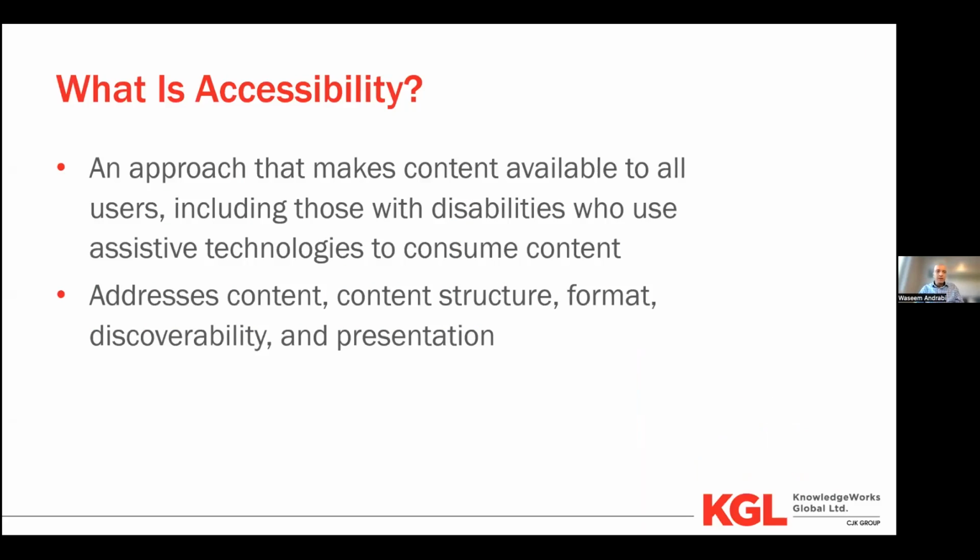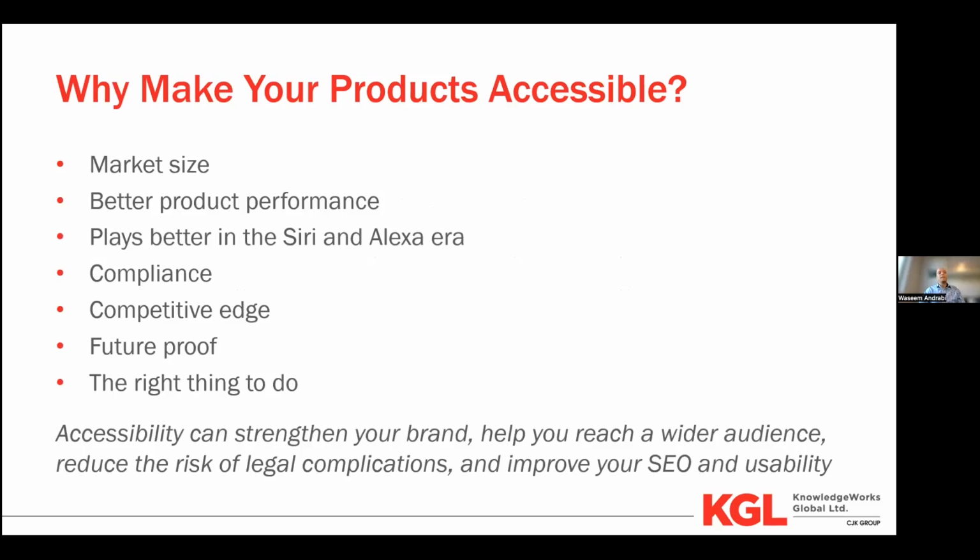First, what is accessibility? It's an approach that makes content available to users, including those users with disabilities who use assistive technologies to consume that content. Accessibility is also something that addresses content structure, formats, discoverability, and presentation of that content. As you make content accessible, it makes your base product more robust, and even users that do not need or use accessible technologies, it helps those users as well. And we'll get into those details a little bit.